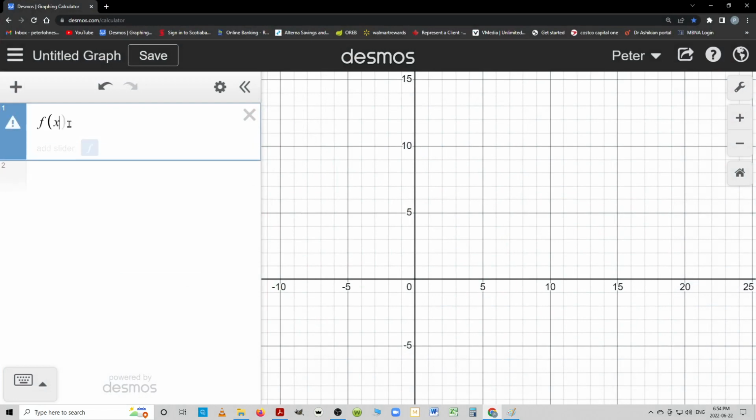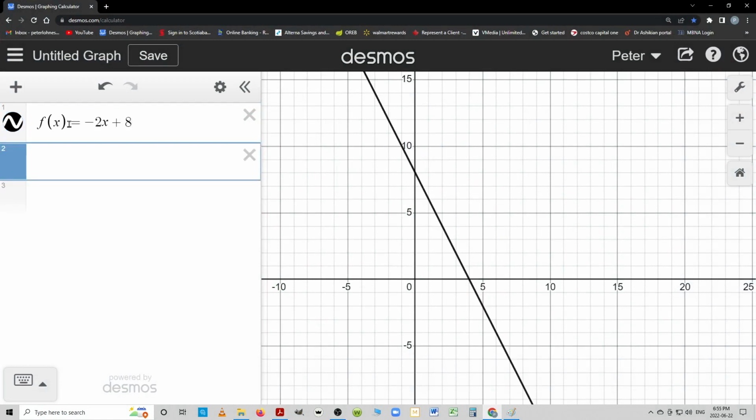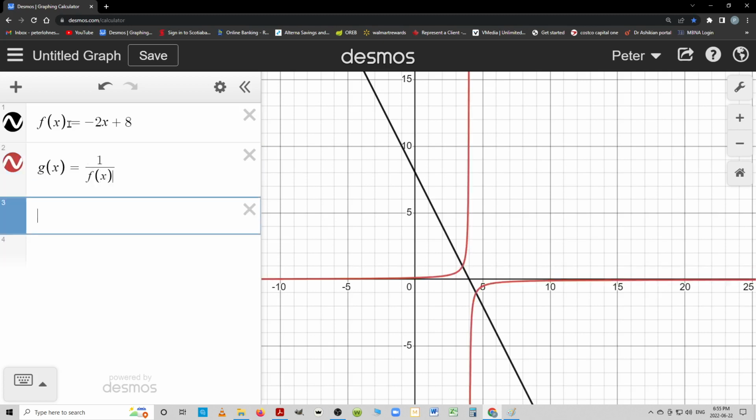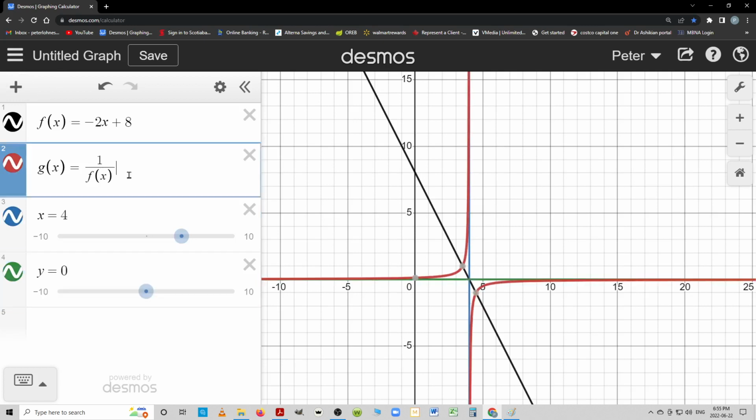F of x is equal to minus 2x plus 8. There it is. Let's make a g of x equal to 1 over f of x. There it is. Let's put the asymptote where I think it is. Y is equal to 4. Let's put the horizontal asymptote in there. Y is equal to 0. And let's plot some points here.